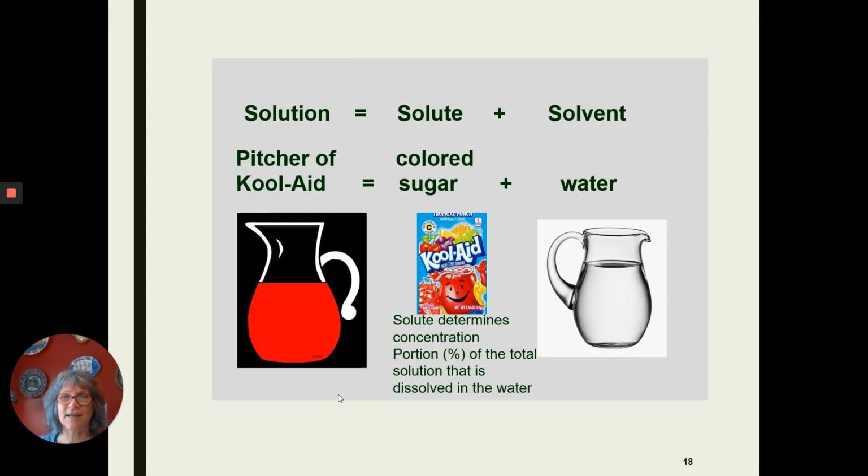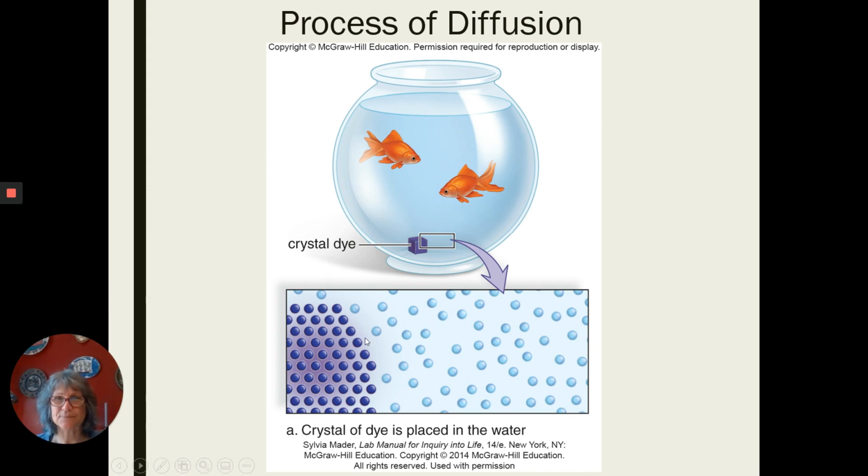So let's look closer at what we're talking about. A solution is composed of a solute plus a solvent. An example everybody's familiar with is Kool-Aid. A pitcher of Kool-Aid is a solution made out of colored sugar, which is a solid, dissolved in water. The solute determines the concentration. The concentration is the portion or the percentage of the total solution that is solute dissolved in water. So when I give a concentration, that's what I'm talking about.